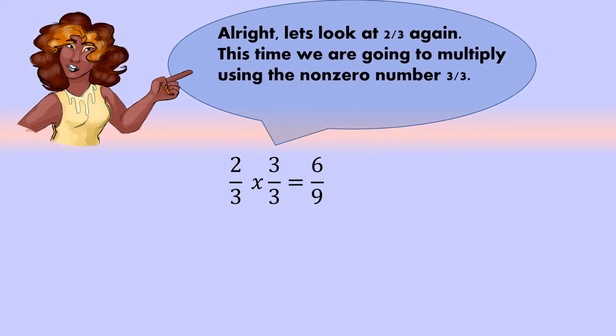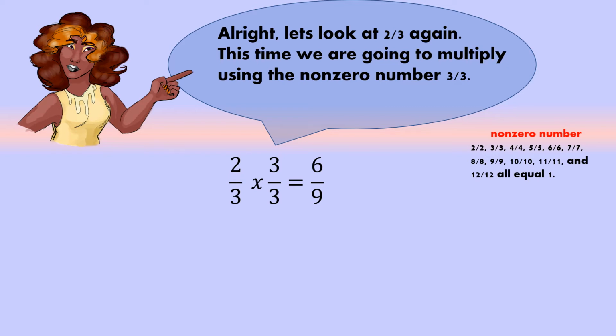All right, let's look at 2/3 again. This time we're going to multiply using the non-zero number 3/3. On the last problem, we used the non-zero number of 2/2. This time we're doing 3/3. Let's look at the equation. We have 2/3 times 3/3, our non-zero number, equals 6/9.